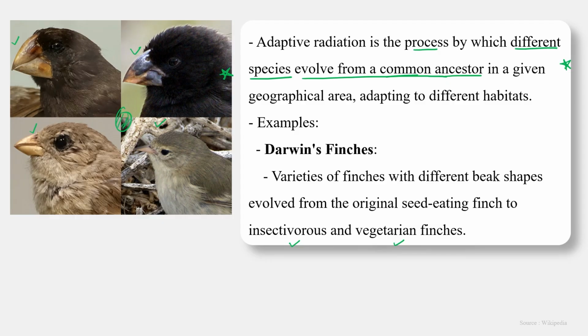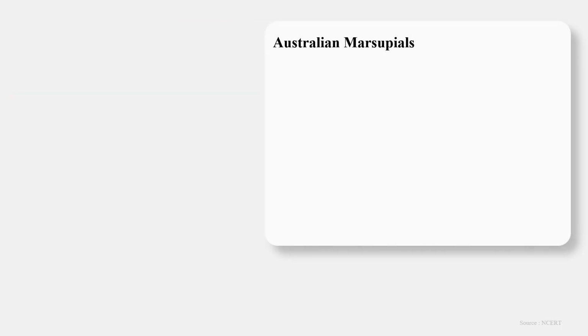So according to the presence of their food type, they change their beak type. This is known as adaptive radiation. It is a process by which different species evolve from a common ancestor.